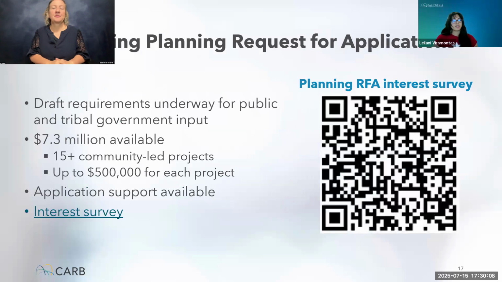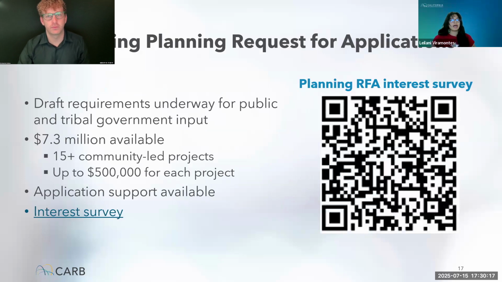We're excited to share that a new Planning Request for Applications, or RFA, is on the way to support even more community-led efforts. Here is what to expect. $7.3 million will be available to support at least 15 projects, with up to $500,000 available per project. We're also offering application support to help reduce barriers to participation, and we're encouraging interested communities to fill out our interest survey, which helps us better understand the needs and prepare resources accordingly.